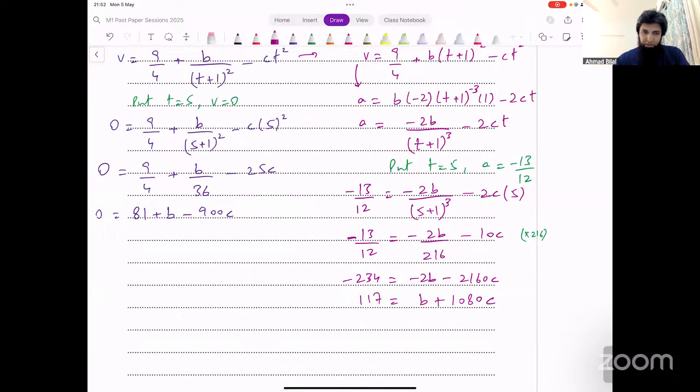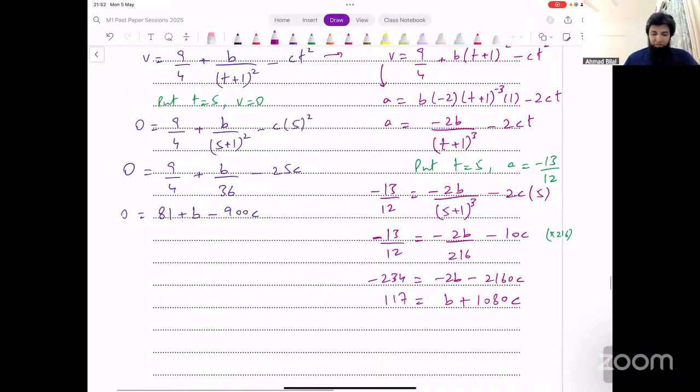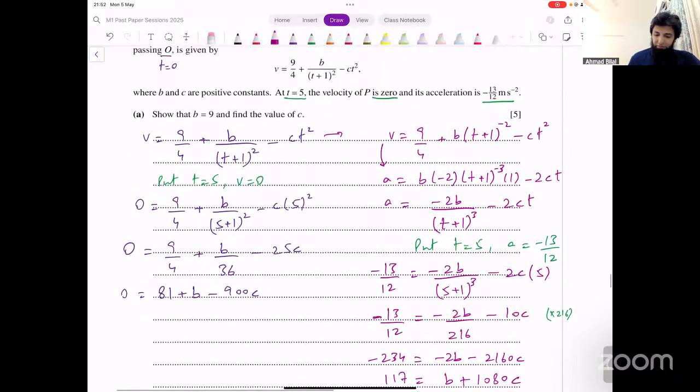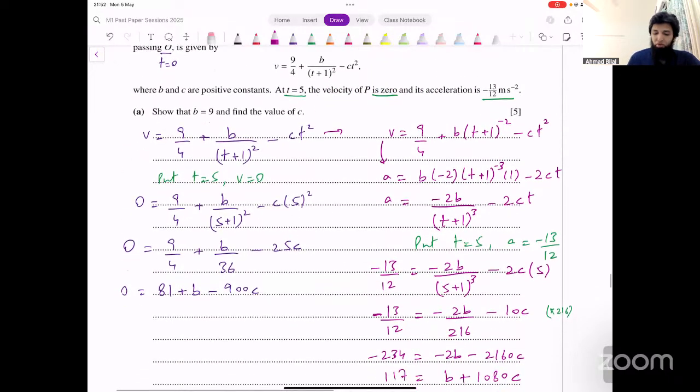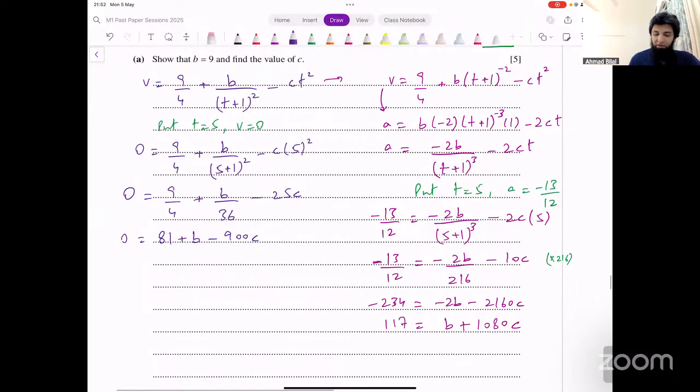Any problems with this? Is this okay until now? It looks like pretty big numbers, but let's just see what we get from this. Now we just solve these two equations. We need to show that b equals 9 and find the value for c. Okay.